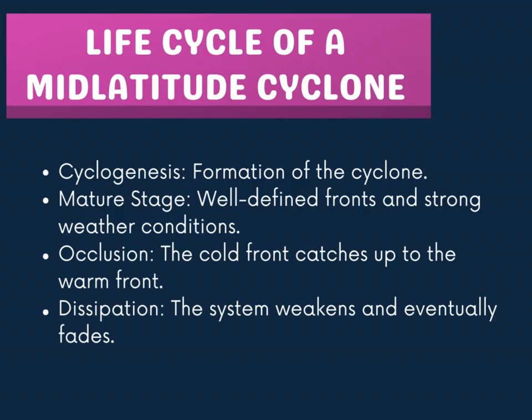Okay, so in the mature stage, the system has well-defined cold and warm fronts, producing heavy rain and strong winds, while during the occlusion, the cold front catches up with the warm front, lifting the warm air and weakening the cyclone. Eventually, the system dissipates as temperature differences diminish, which is the dissipation.